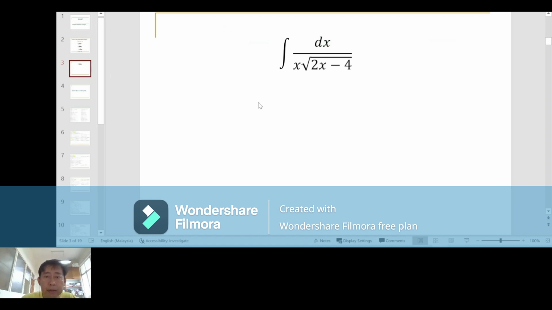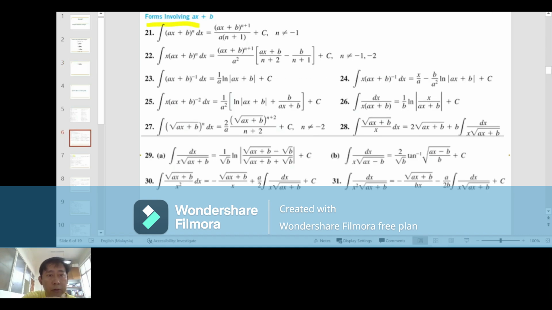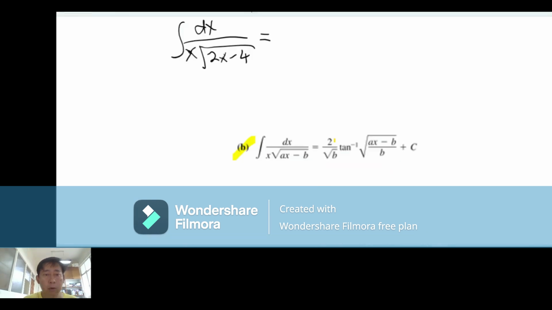The third example is very similar to the example we saw before, but here the argument inside the square root in the denominator is of the form ax minus b instead of ax plus b. So we again refer to the integral table which involves ax plus b and look at item 29b. We can see here that even though the integration is very similar to the previous one, where the argument ax plus b is replaced by ax minus b, the result of the integration looks very different.